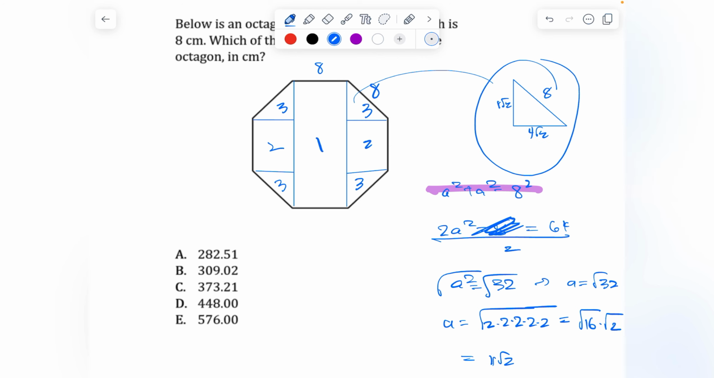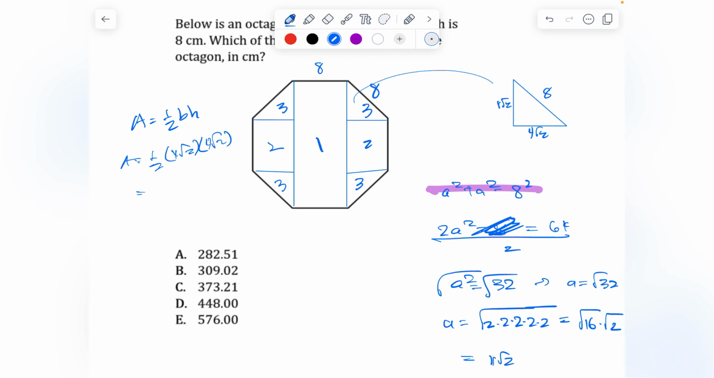Now for this triangle, I have my length and width, right? Remember, the area of a triangle is equal to half base times height. I know the base and height are equal to each other, so area is half times 4 square root of 2 times 4 square root of 2, which is half of 16 times 2, which is just 16. Okay, so each triangle is equal to 16. So I'm going to replace these 3's with 16's in a different color. 16 units squared. Okay.